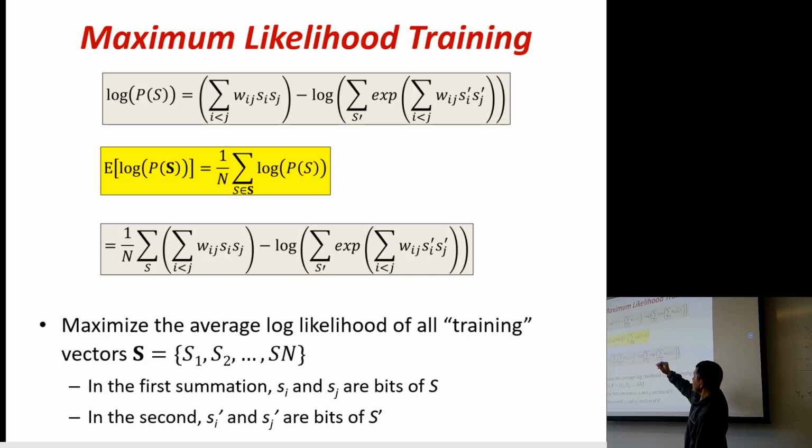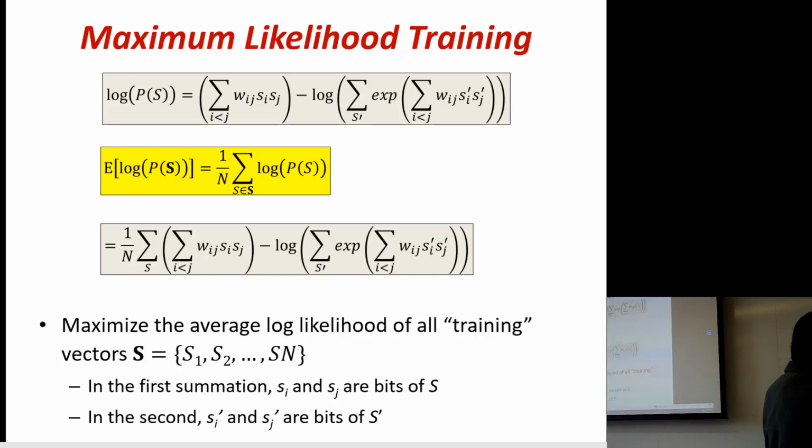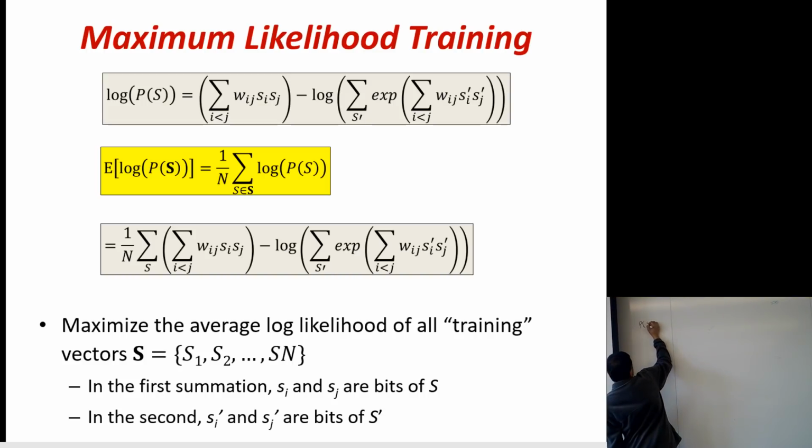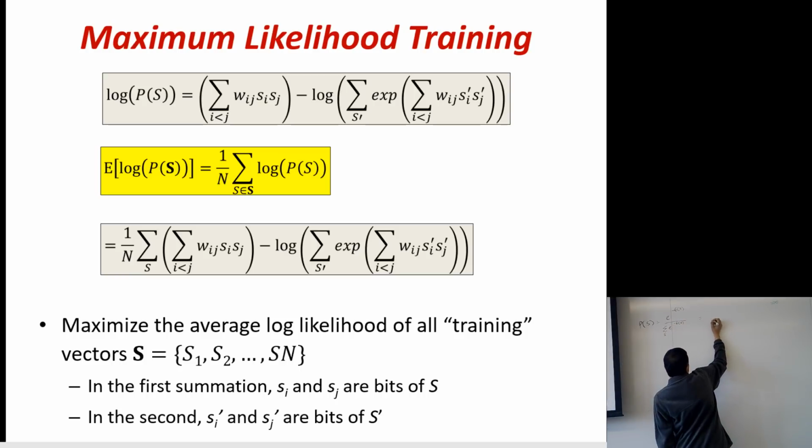So what is log of P of S? Now we saw that P of S was, going back to our formula, just for reference, e raised to minus the energy of S divided by summation over S prime e raised to minus energy of S prime, which was e raised to minus S transpose WS, because that's the symbol we're using now, divided by summation over S prime e raised to minus S prime transpose WS prime.